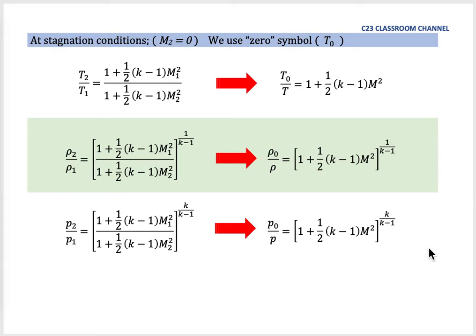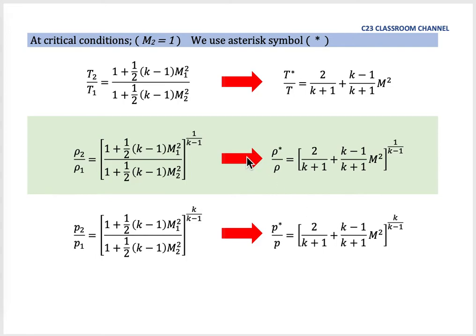And this is the equation for critical condition. As I explained before, at critical condition, we assume that Mach number is equal to 1. And then we use the asterisk symbol to show the critical condition terms. So actually, it comes from the same equation as this one. For example, to define temperature at critical condition, we have T2 over T1. We substitute the value of M2 equal to 1 here, and then we substitute T1 as T, and T2 becomes T star. And then we could derive this equation.